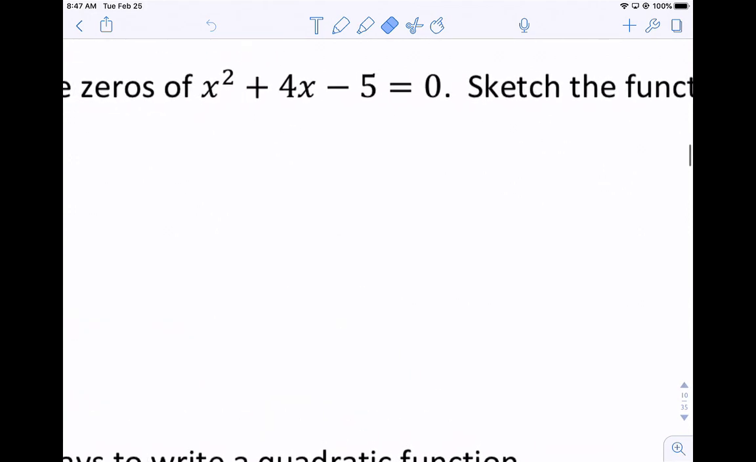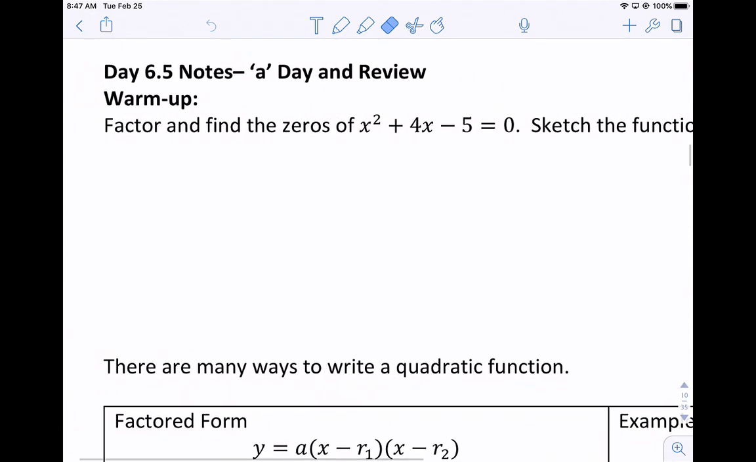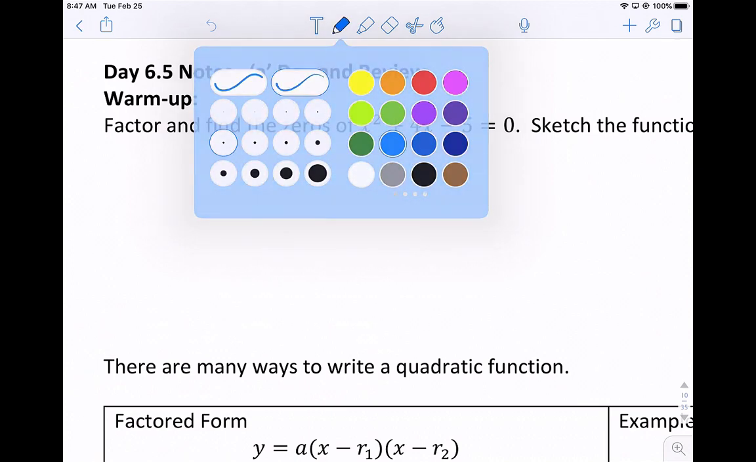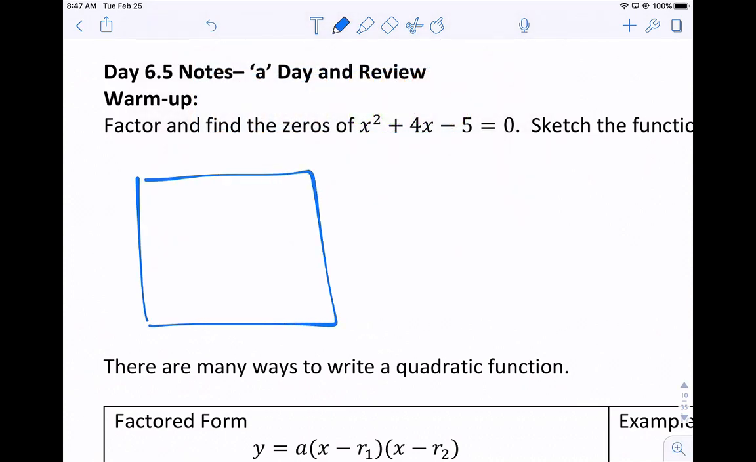Sketch the function. One way to factor is to use the box and circle, or we could use guess and check. I'll show you both. All right, so box and circle, make our box with our circle. We have our x squared, our 4x, and our minus 5.